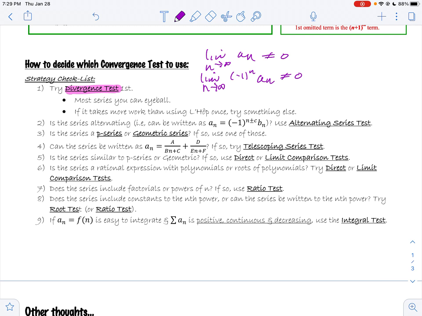And so it's really easy. If the limit doesn't equal 0, then both of those are going to give us divergence. If it diverges without the plus or minus 1, it's definitely going to diverge with it. So you can just omit the negative 1 to the n and go ahead and use the divergence test. But if that doesn't work, then of course, if it's alternating, you want to use the alternating series test. And it's important that a sub n should be able to be written as negative 1 to some power with n, like n plus 1 or n minus 1 or something along those lines.